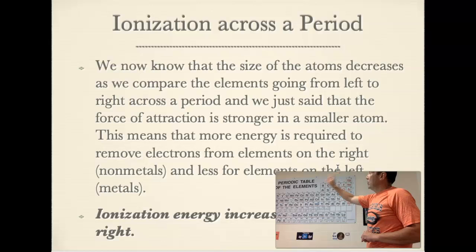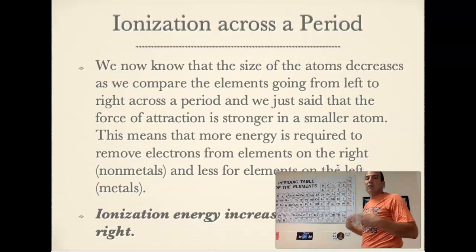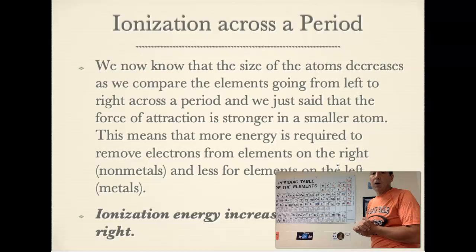Okay, sodium is the biggest one. It's going to be the easiest in the third row, the third period, to take an electron from. Argon is the smallest, the happiest one there. It's going to be very hard to take an electron from. Okay, so ionization energy increases from left to right.